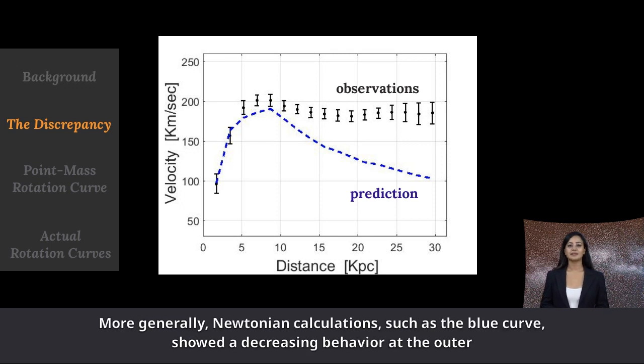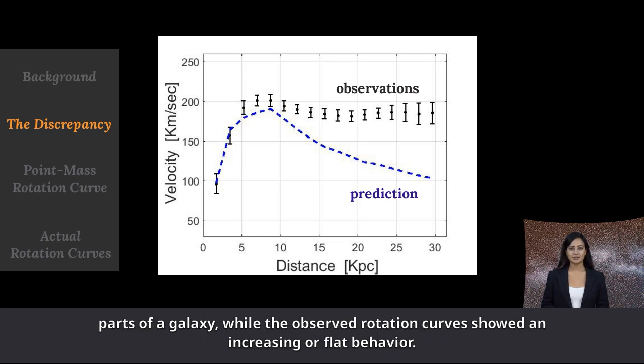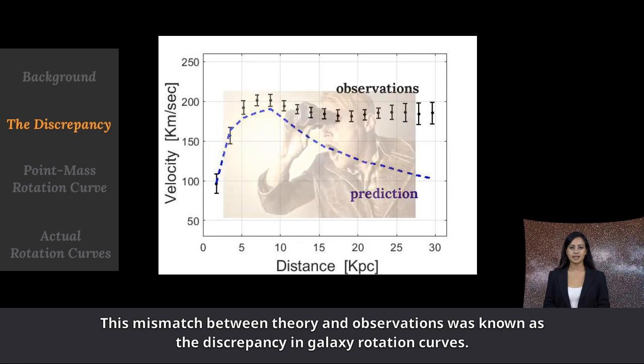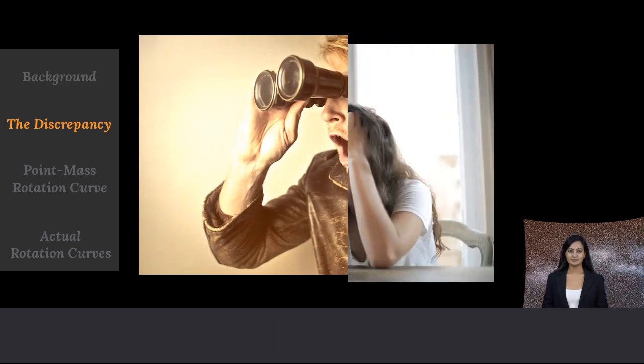More generally, Newtonian calculations, such as the blue curve, showed a decreasing behavior at the outer parts of a galaxy, while the observed rotation curves showed an increasing or flat behavior. This mismatch between theory and observations was known as the discrepancy in galaxy rotation curves.